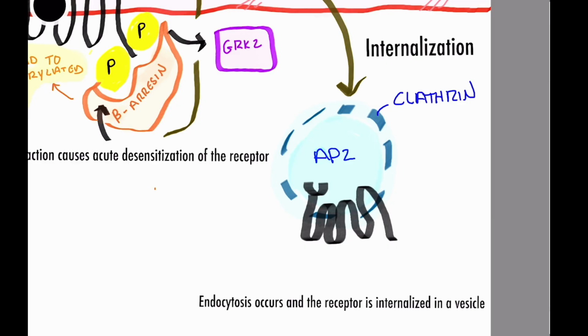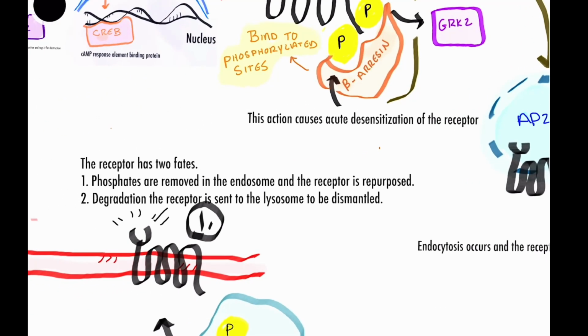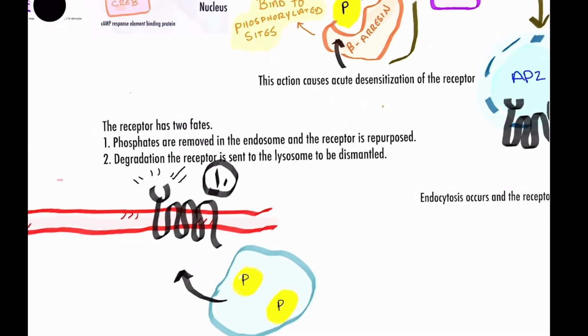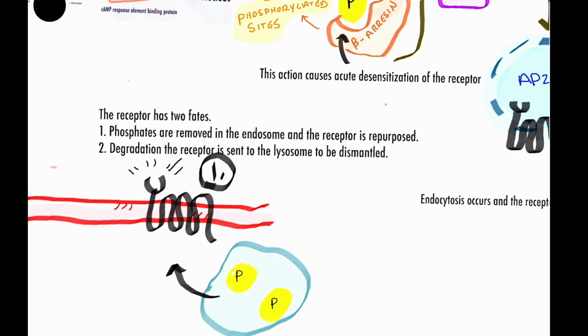And the receptor will have two fates. The first fate, if everything looks right with the receptor, the endosomes will basically remove the phosphates and the receptor will be put back into the membrane, right? That's what happens in normal physiology. There are times too when those receptors are degraded and you just need to put new receptors in, right? Because everything has a shelf life in our body. So the phosphates are removed in the endosome. If you don't know what the endosome is, it's okay. You don't need to know what it is at this point.